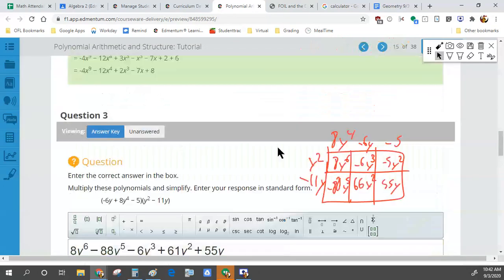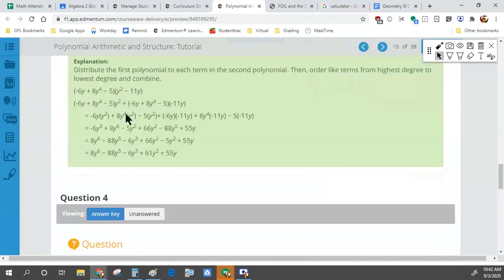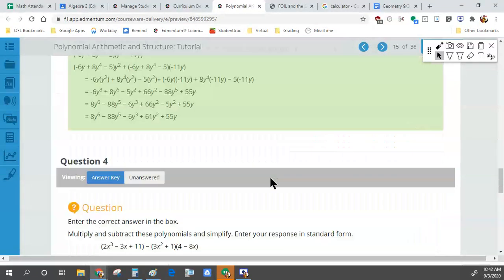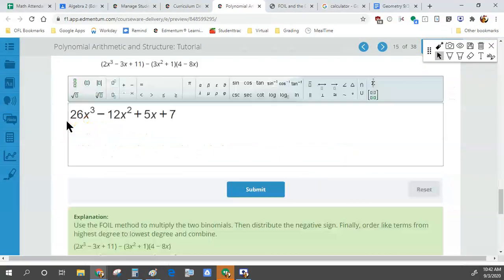So honestly, I recommend doing this. This is easier to take a picture of. You don't have to show all this work. You write it all down and write your answer down. It's the easiest way to show your work when doing these.